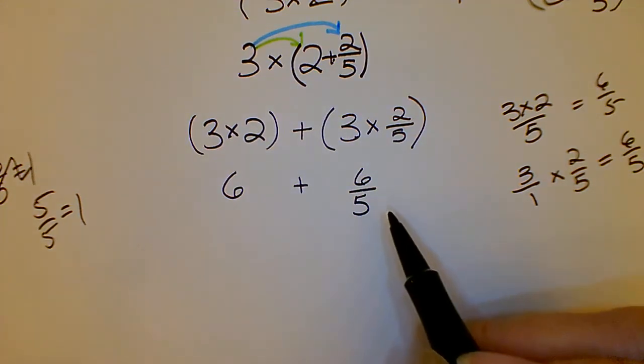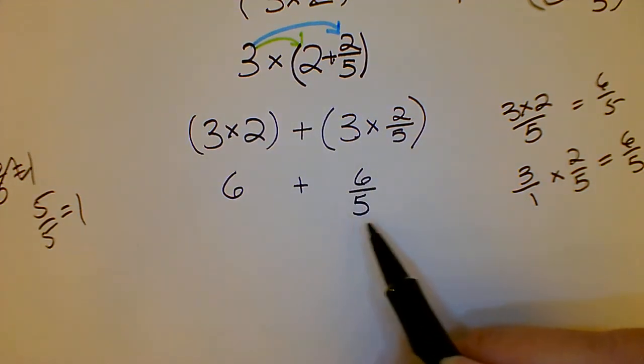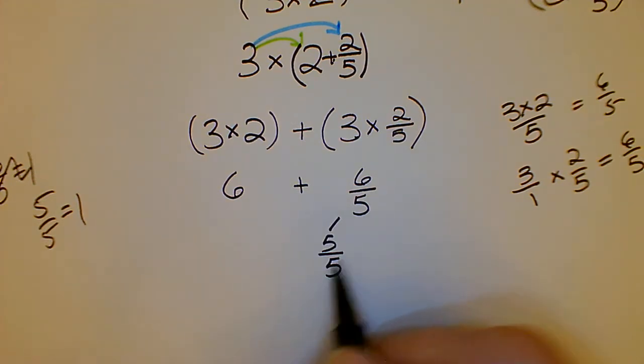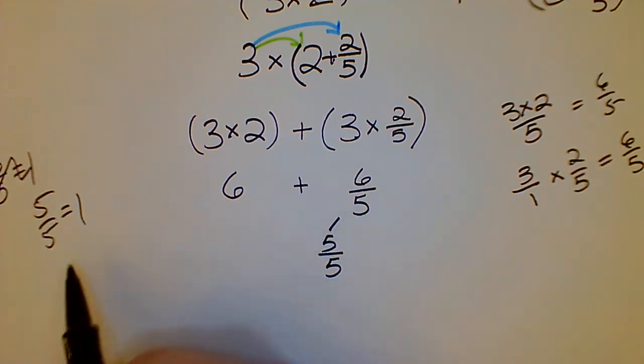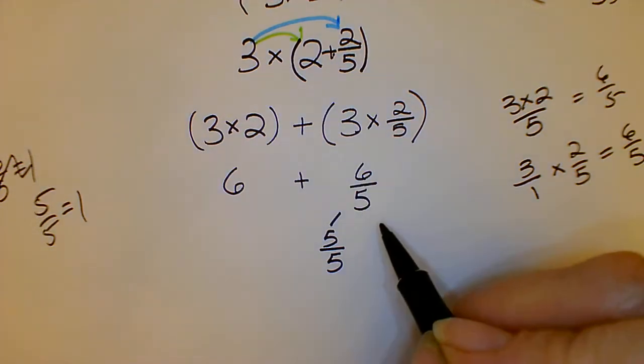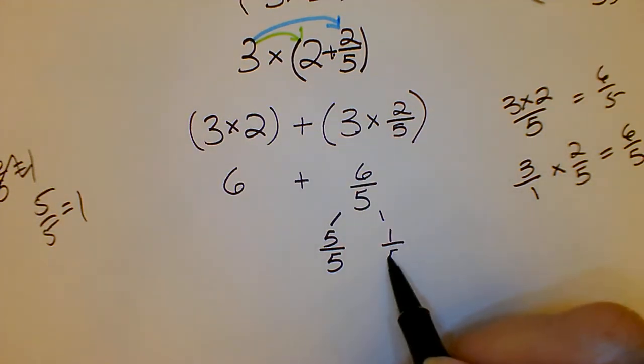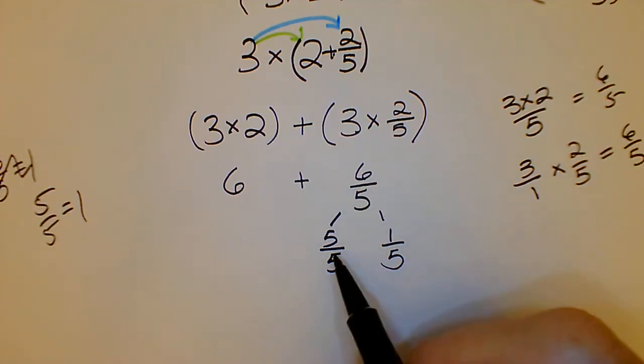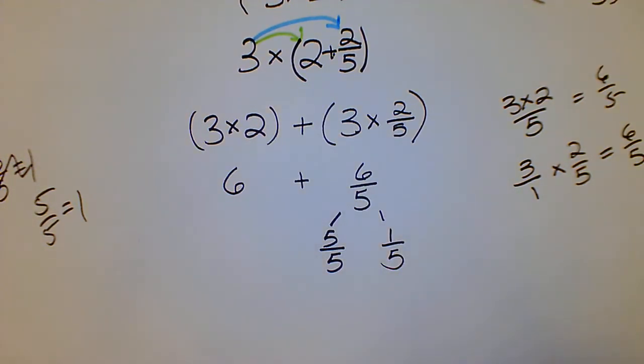So what I want to do is pull out groups of 5/5 from this. So I can pull out 5/5. So that's 1 whole. We know that from our rule. And that would leave me with 1/5 left. I had 6/5. I put 5 here. I have 1 there. So I had 6 pieces, 5 pieces there, 1 piece there.